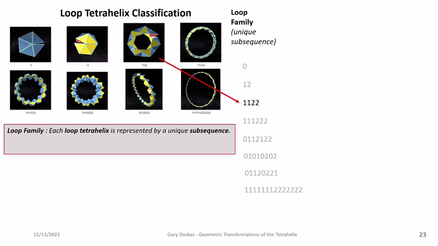So now I'm going to describe what each of these 3 parameters that I'll be modifying in the simulator. The first classification is just the subsequence itself defines whether it's a loop tetrahelix or a spiral or a linear. So this first column would consist of all the potential subsequences that create a loop tetrahelix. I'm going to take one of these and blow it up to introduce the second parameter.